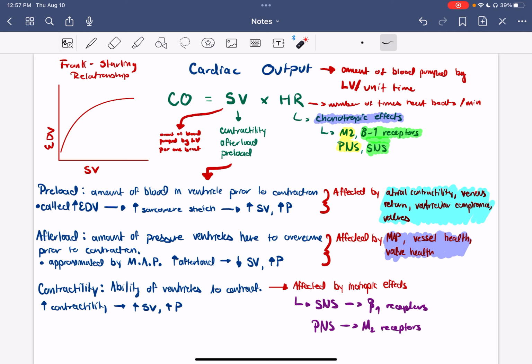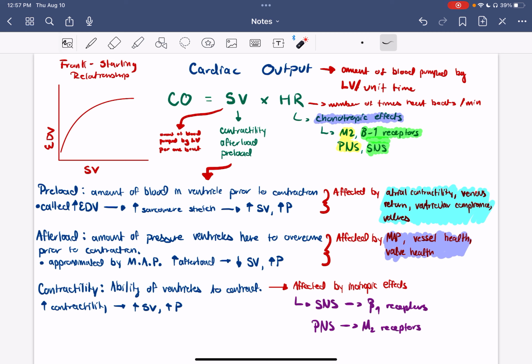The main chronotropic effects are via the parasympathetic nervous system and the sympathetic nervous system. The parasympathetic nervous system activates these receptors called M2 receptors, which result in the decrease of heart rate. And the sympathetic nervous system activates these receptors called beta 1 receptors, which result in an increase of heart rate. So if you increase this, this will increase. If you decrease it, it will decrease. Makes sense.